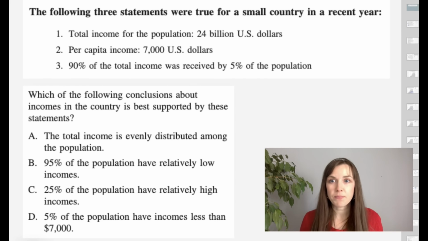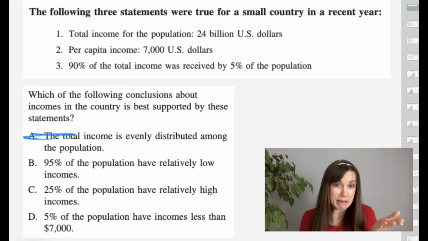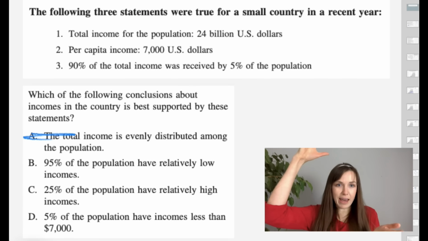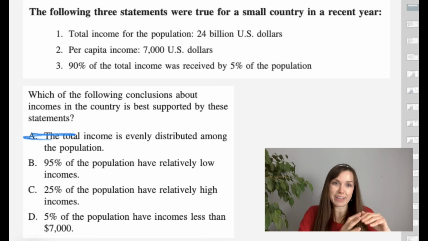All right, the same chart. Which of the following conclusions about the income in the country is best supported by these statements? Okay, A, the total income is evenly distributed among the population. No, we've gone over reasons why it's not. B, 95% of the population have relatively low incomes. Well, if 5% of the people are receiving 90% of the income, then that means that the rest of them, the 95%, are probably not going to be receiving very much. So B is a definite maybe.